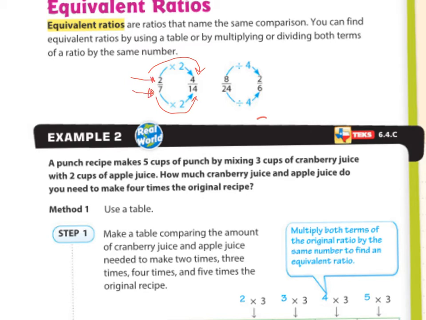Okay, 8/24. We simplify it by 4 in the numerator, so 8 divided by 4 is 2. We do the same thing in the denominator. 24 divided by 4 is 6. So I want both of these written down, please.